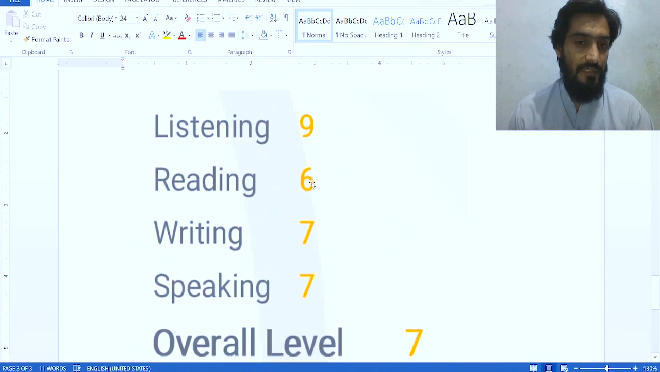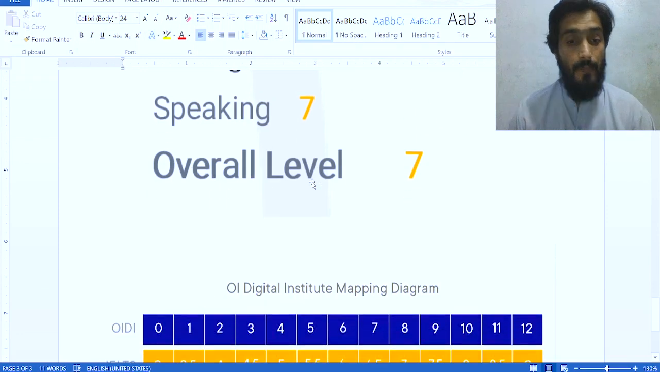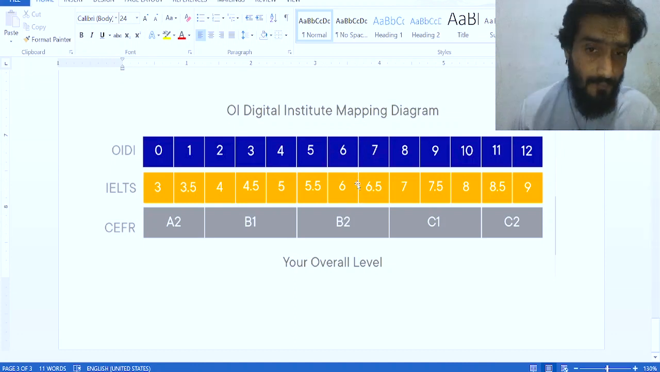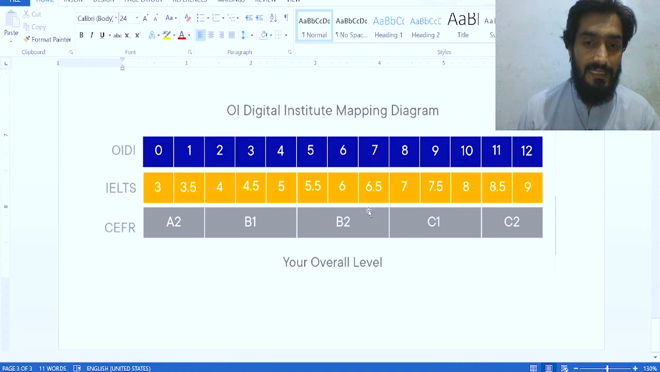Okay, you can call 6 a number here, you can also call it a band. So that was the difference between the old scoring criteria and the new scoring criteria of the test. Now there is no B2 plus. You will never see B1 plus, B2 plus, or C1 plus.